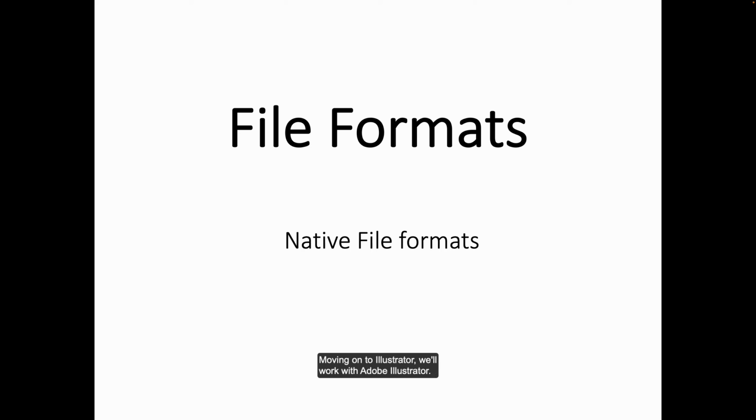Moving on to Illustrator. We'll work with Adobe Illustrator. You create an illustration and I say, I want you to save it as the native file format from Illustrator. So in that case, it would be what's called a .ai, that's the extension for an Illustrator file. So a native file format is what is created within a specific program. And in order for it to be recognized by another software, it may need to be converted.